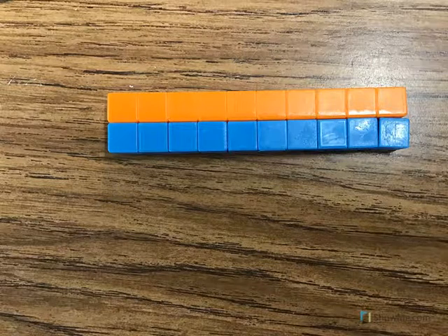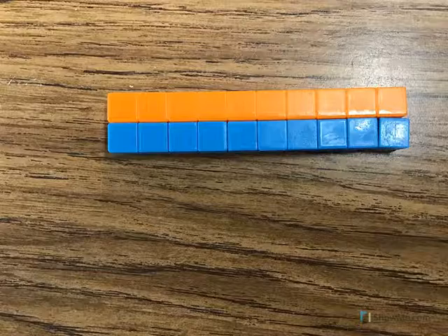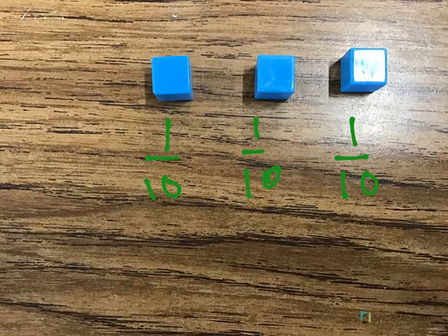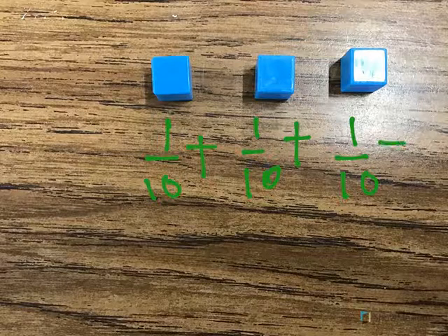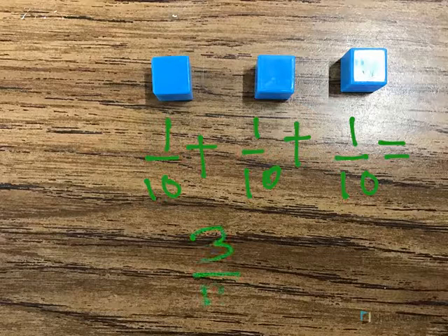These blue counters are worth 1/10 each. So if I have 1/10 plus 1/10 plus 1/10, how many tenths do I have? You're right, 3/10.